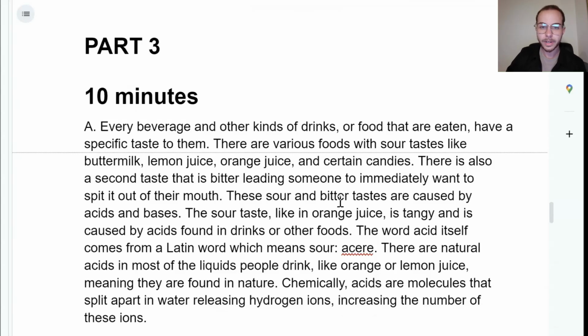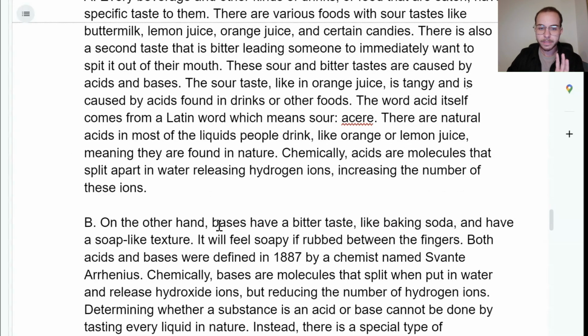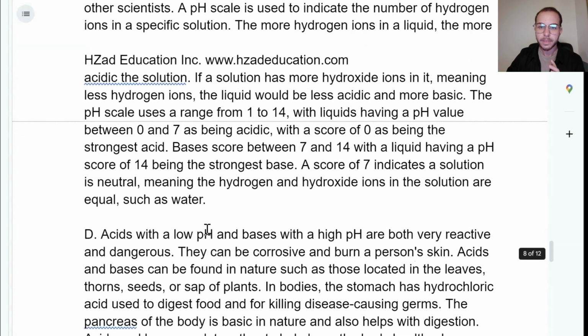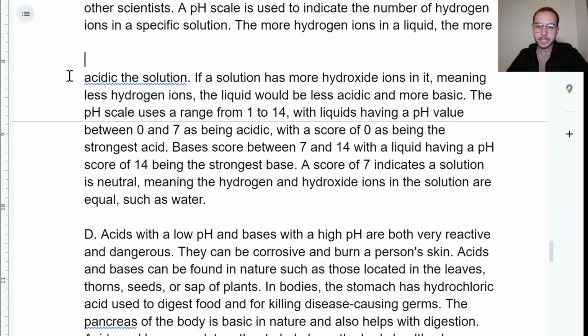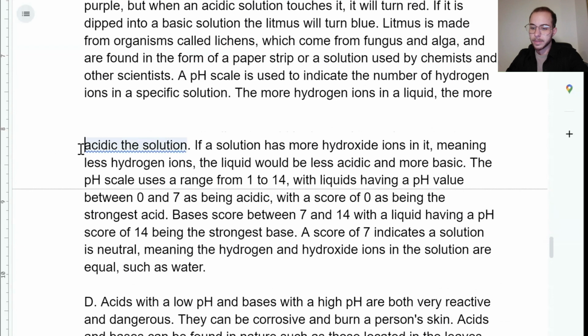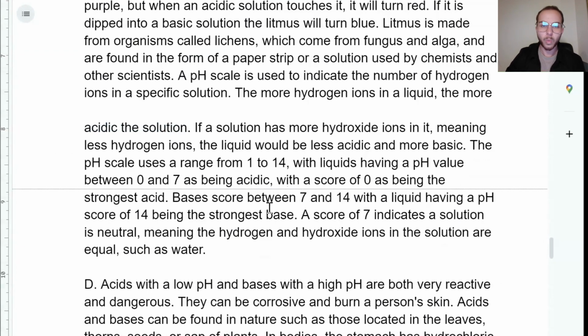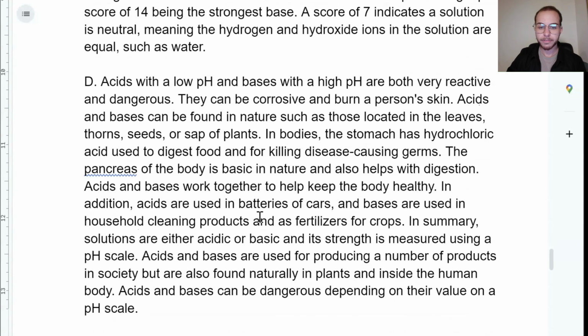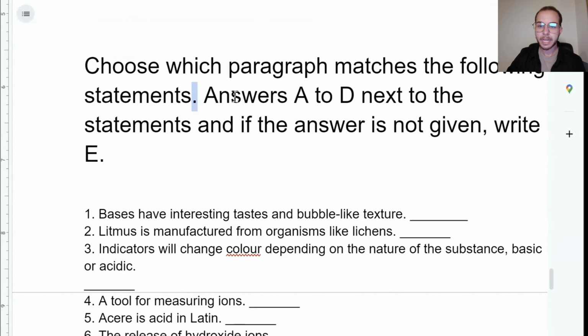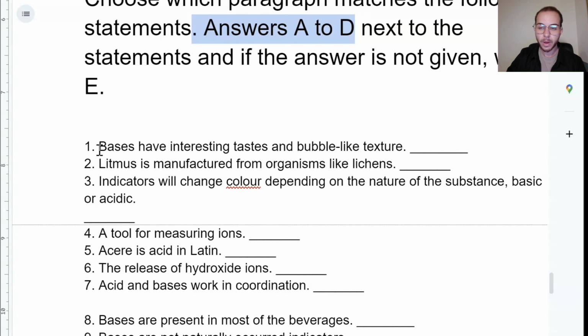Okay, let's get started on part 3. In part 3, we have 4 paragraphs, A, B, C, D. They all talk about the same subject. Just going to erase that so we can see it. They talk about one topic, but they have different contents per paragraph. And our goal is to match the paragraphs A to D to the information below.